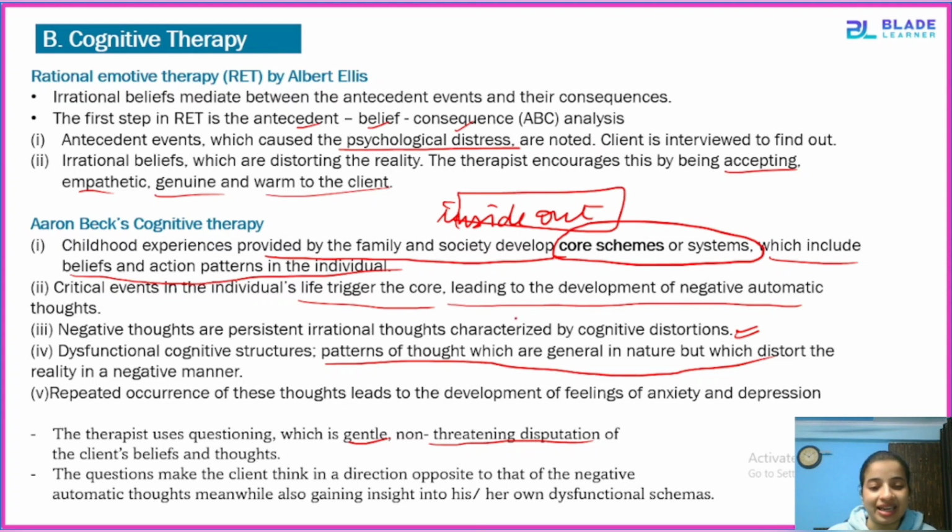So the question makes the client think in a direction opposite to those negative automatic thoughts, meanwhile also gaining insight into his or her dysfunctional schemas. Like, for example, if I still had a fear of vacuums, I would go to a therapist and tell them. And the therapist would say, do you feel that whenever you went near a vacuum, it made some sound or did something which is causing you harm? So they make sure your irrational fear is faced by a rational questioning, a rational view of thought.